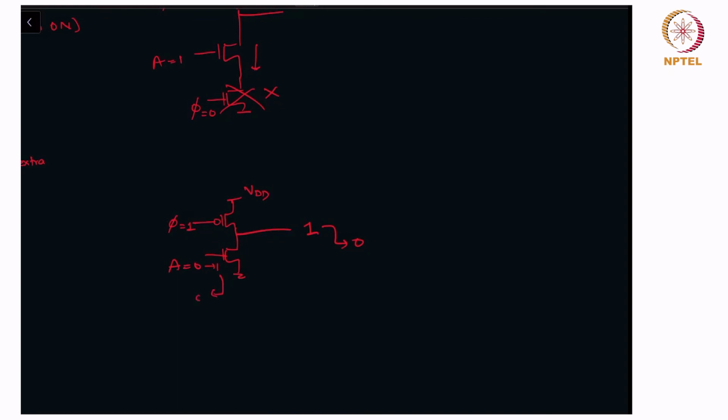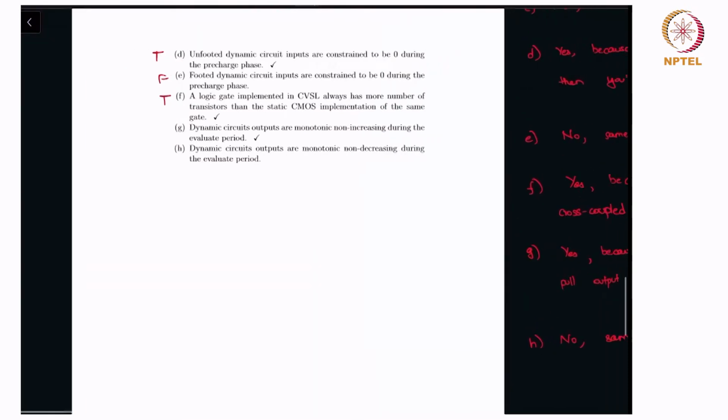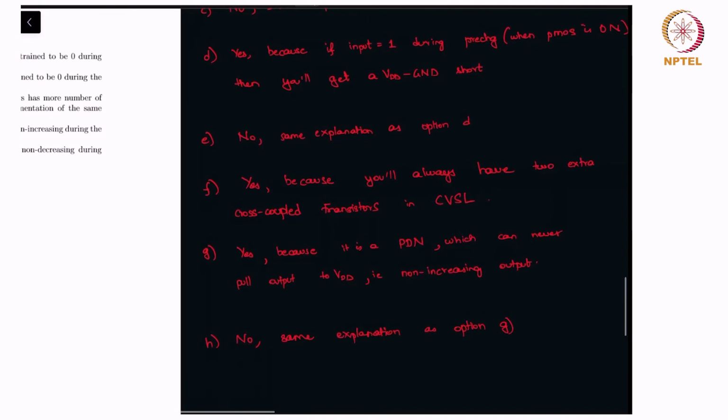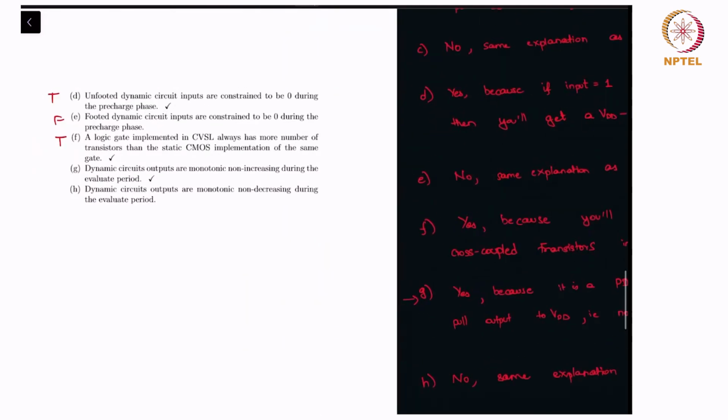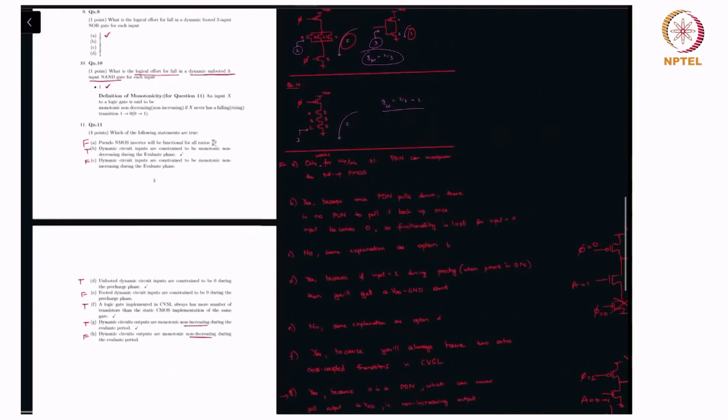But now if A were to go to 0, the output will not go high because there's no pull-up path. So the idea is the output can either stay a 1 or become a 0. It can never go from 0 to 1. So this is non-increasing. So that's the answer. Because it's a pull-down network which can never pull the output to VDD, it is a non-increasing output. Right? So this is true, and since this is the same sentence with non-decreasing, this is false. So those were the solutions to assignment 8.